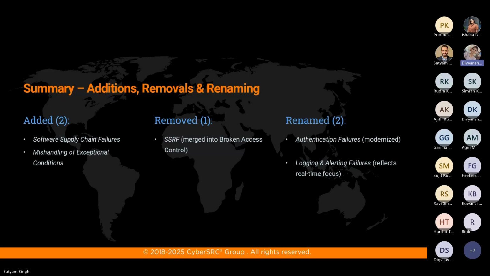Now, our second category, which is added, is mishandling of exceptional conditions, introduced to address risk caused by poor error and exceptional handling. As Satyam already defined, you already got the high-level overview of what mishandling of exceptional conditions is, which is caused when debug mode is on or by stack trace disclosure. So this is it. Now next, let me talk about what's been removed.